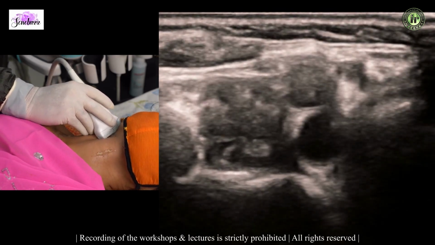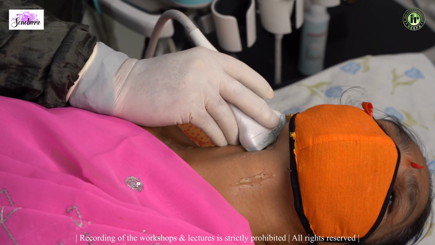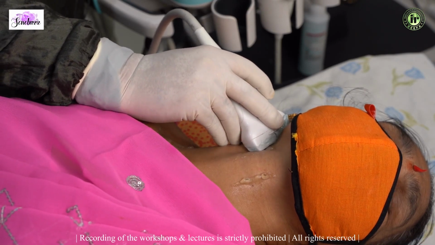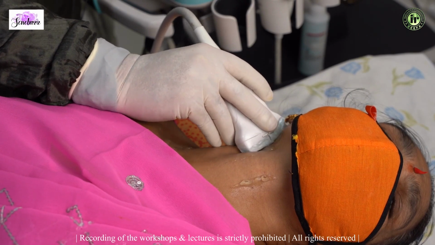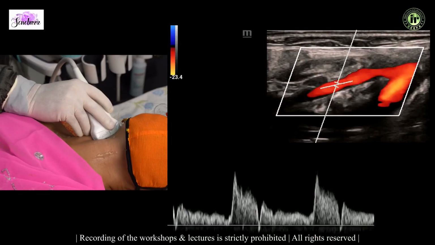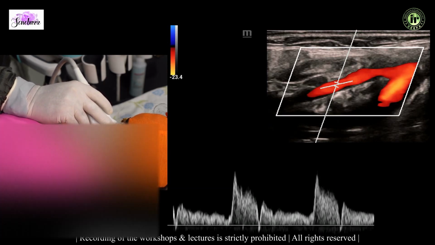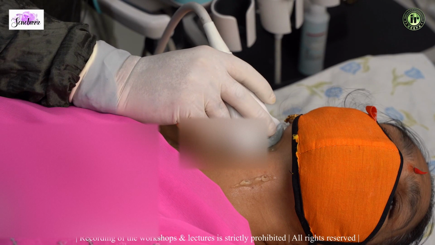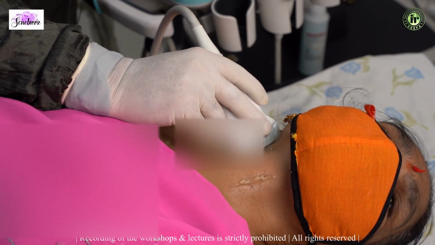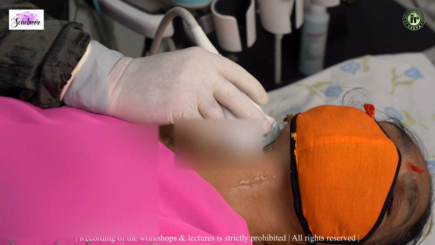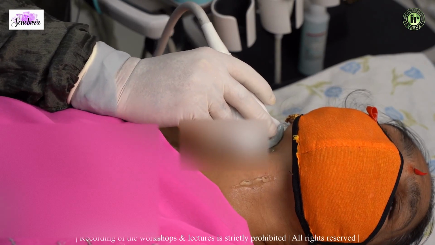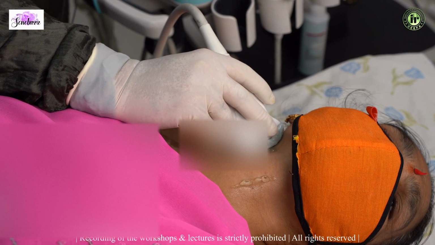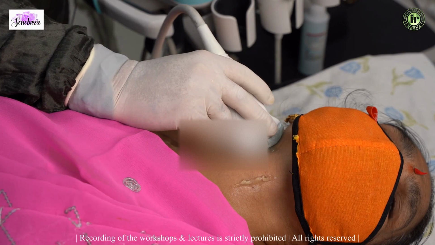Also, if you trace the ECA, you will realize that the ECA has branches in the neck, whereas the ICA does not branch in the neck. And when you switch on color, just steer this way. The ECA is actually pulsating, whereas the ICA reveals more or less, steer the beam straight, a fairly more continuous flow.